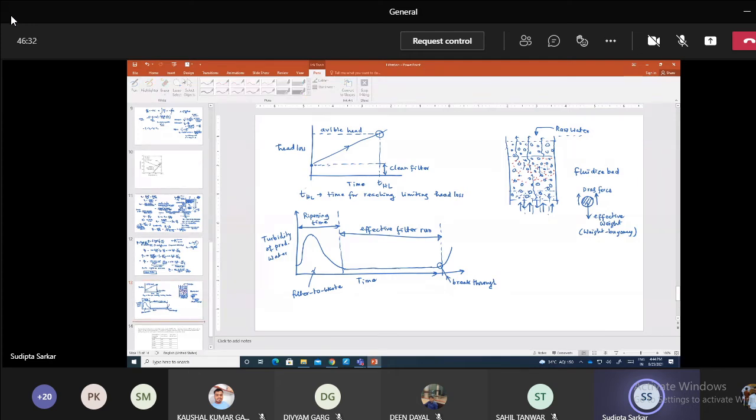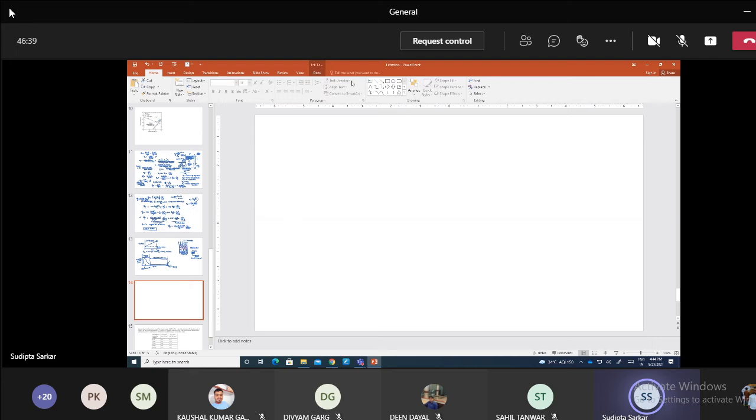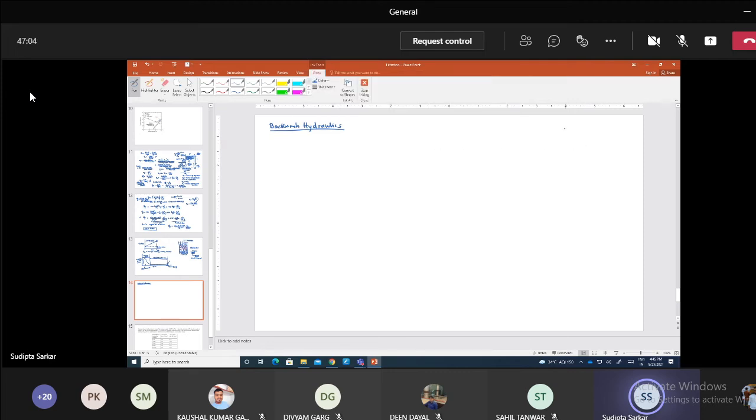Now if you look at the backwash hydraulics, let me talk a little bit about backwash hydraulics. What happens during the backwash time? As I said, the particles are at the level of incipient fluidization.